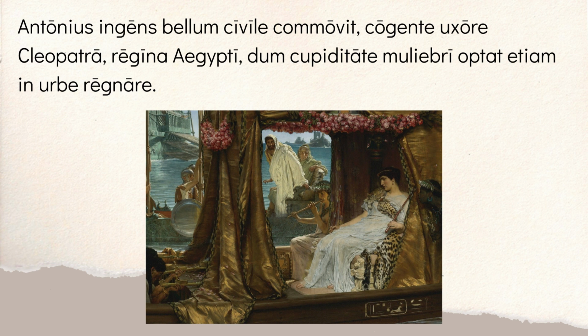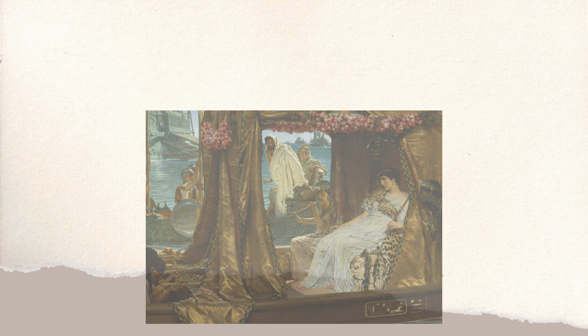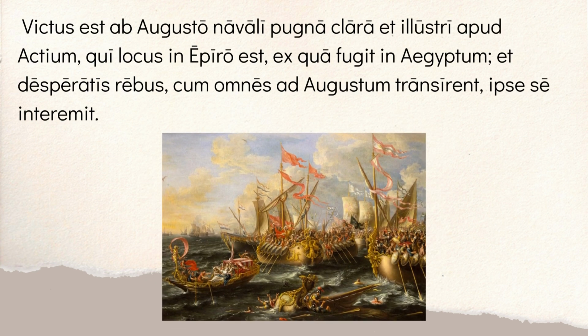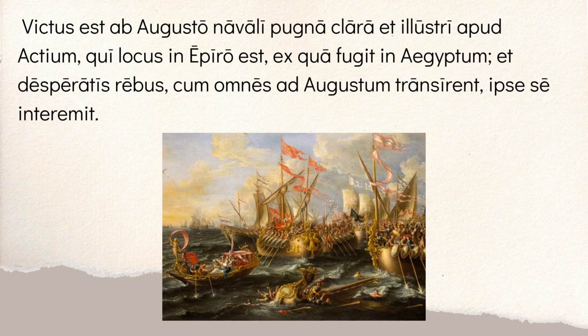Then you have since she optat, she wished, from cupiditate muliebri, which means something like desire, almost like womanly or feminine desire. I'm not entirely sure what Hardy meant by that, but again, her desire basically to also rule, regnare, in the city. So it's saying that Antony is urged by Cleopatra to start this war so that they can rule together. Okay. Then you have victus est. He was conquered by Augustus in a famous and illustrious, so a clara et illustri.